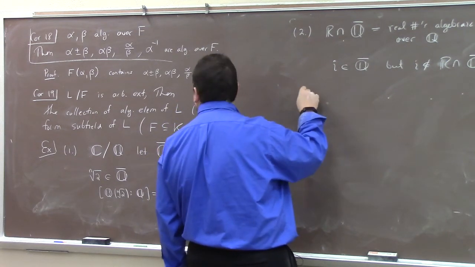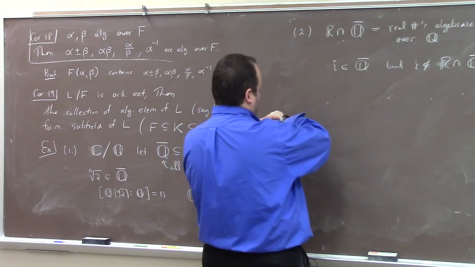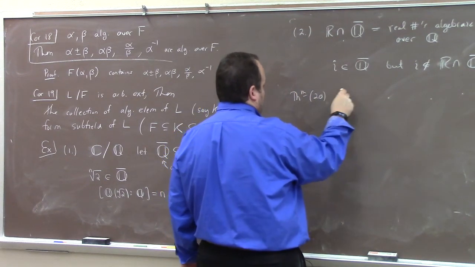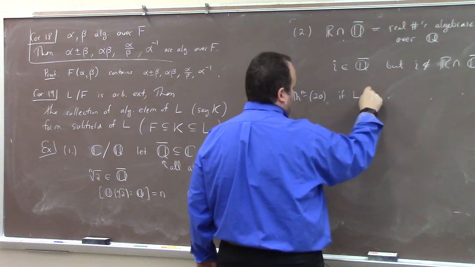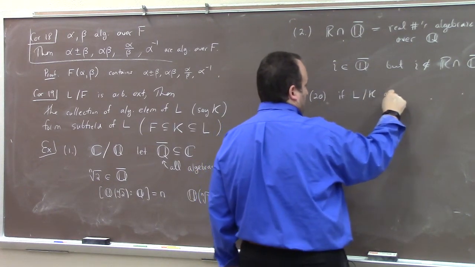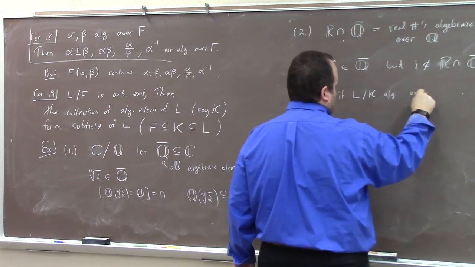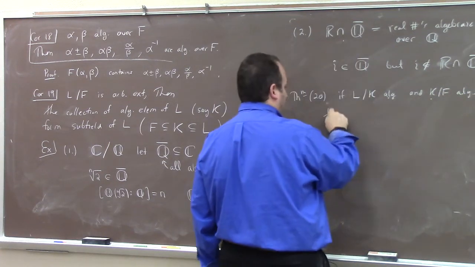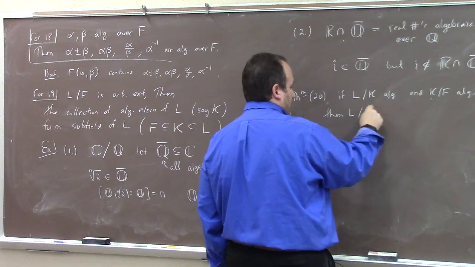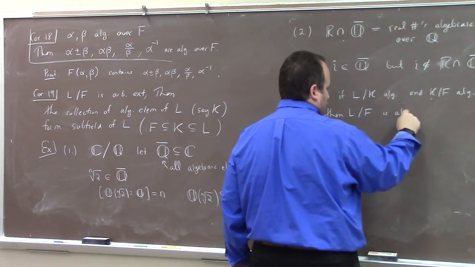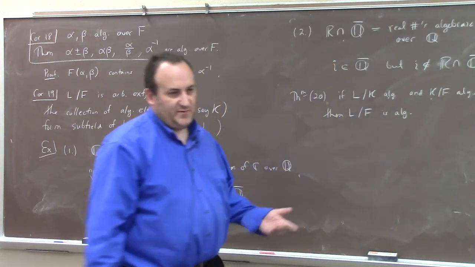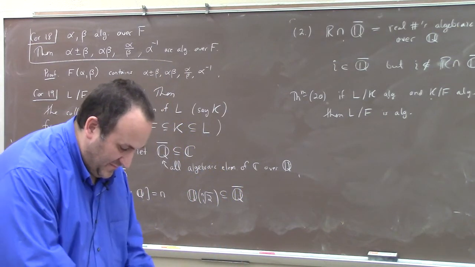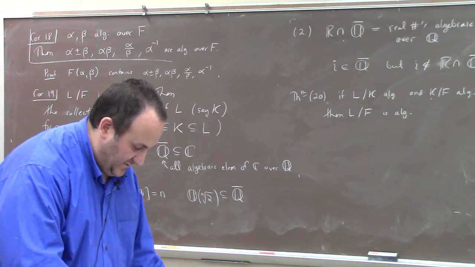The next theorem is that if L over K is algebraic and K over F is algebraic, then L over F is algebraic. So the algebraic extension of an algebraic extension is algebraic. All right.